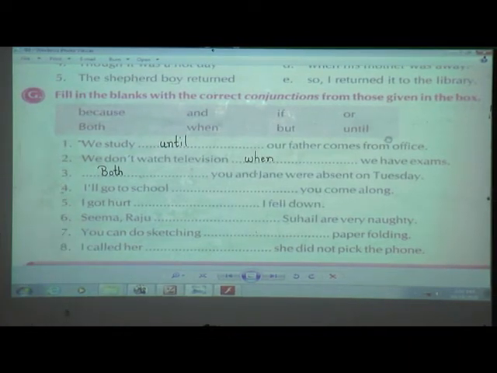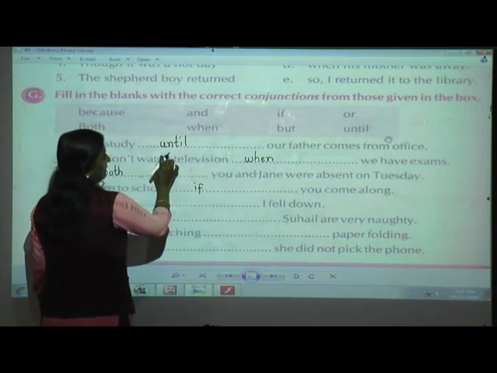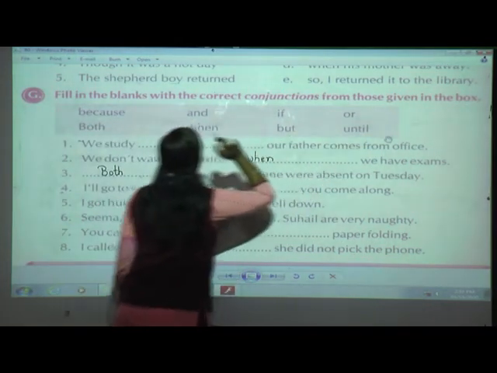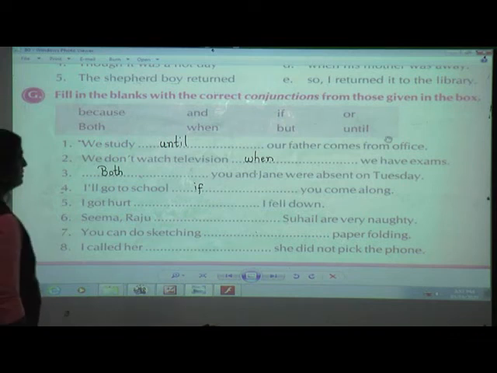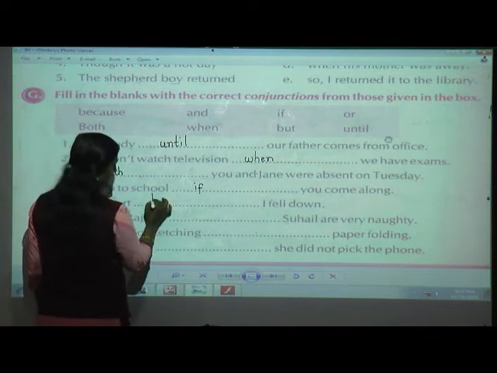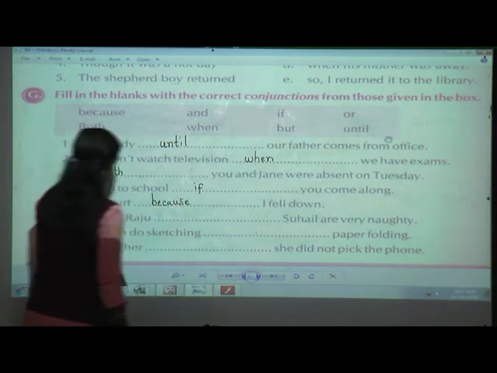I will go to school. When will I go to school? Yes, if you come along. See here, until we have finished, when we have finished, both we have finished, if we have finished. I got hurt. Why did I get hurt? Yes, because I fell down. It is a reason why he got hurt.